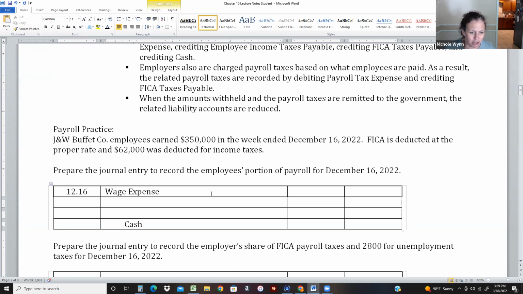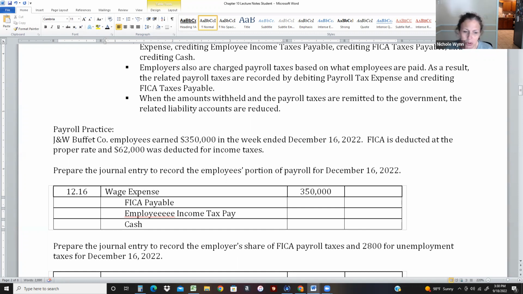So instead of just wage expense and cash, we are going to have FICA and income taxes withheld. So the employees are not going to get $350,000 in cash, but our wage expense is $350,000. Then we're going to withhold taxes. We're going to withhold FICA payable. And we are also going to withhold the income taxes. And so what we're going to call this is employee income tax payable. Now I don't have a lot of E's there. And so I should probably write out the word income just to make sure you know what that is.